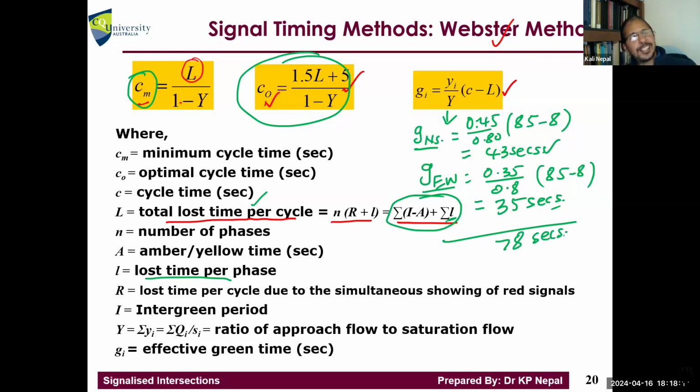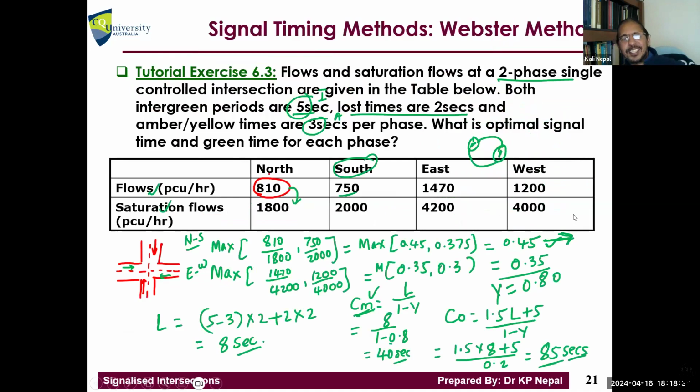So where did the other one go? Because we calculated the cycle time as 85 seconds, but they get the green time for two phases. They get a green of total 78. The remaining time is lost because we need to change from one phase to another phase. Is that good? Yeah. That's how we calculate the simple analysis.